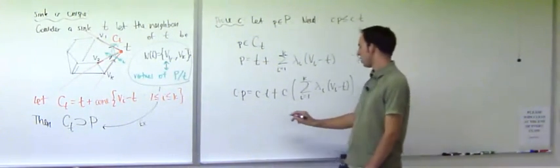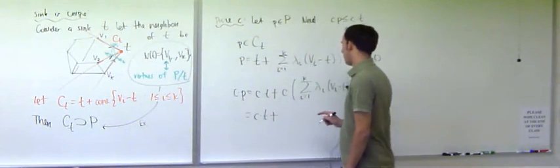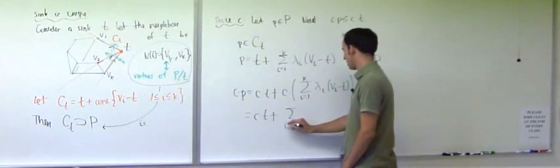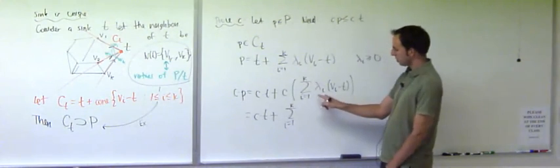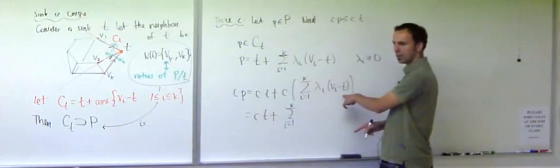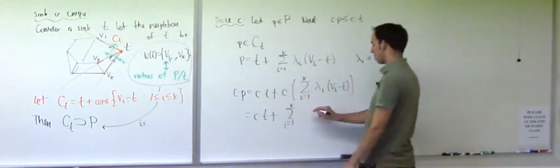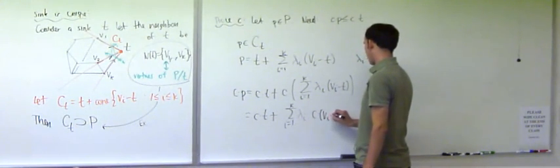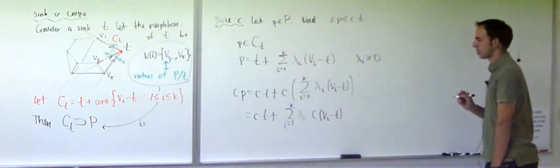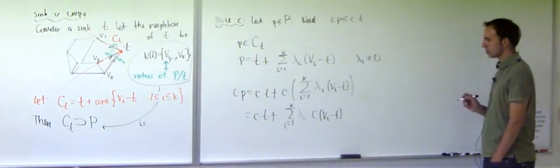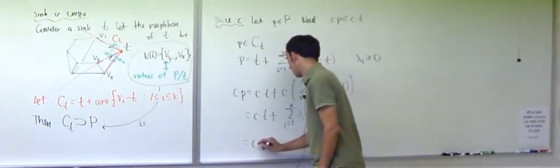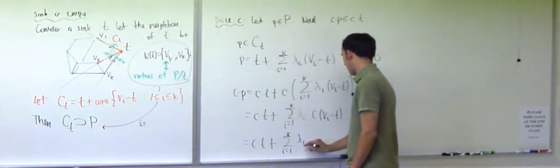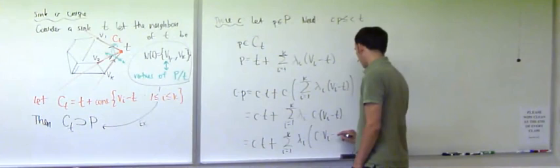Okay. And let me distribute this, because I can bring the C dot into the summation. Also C dot, a constant times Vi minus T, I can take the constant out. Right? So I get lambda I times C dot Vi minus T. And then let me just distribute this a little bit more. C dot T plus summation from I equals 1 to K of lambda I times C dot Vi minus C dot T.